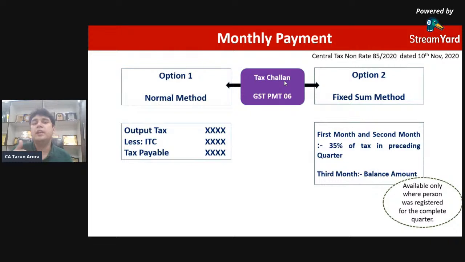You should not have registered during the quarter. For example, if April to June is my previous quarter, my registration should be valid from 1st of April. If I have obtained registration from 10th of April or 15th of May or 20th of June, then this method will not be applicable for the first period, that is the succeeding period.